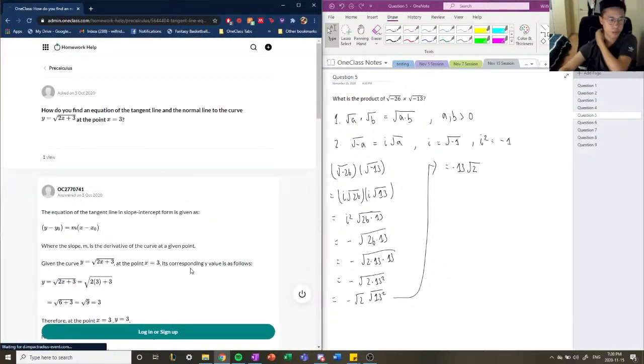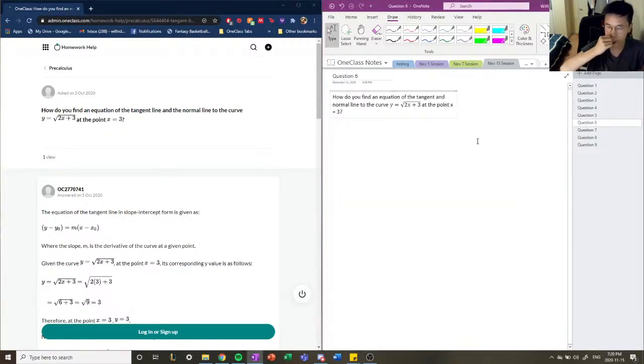All right. So moving on to question number 6. So we're going to take a course change here, and we're going to start talking about derivatives and everything. So the question reads, how do you find an equation of the tangent and normal line to the curve y equals root 2x plus 3 at the point x equals 3?